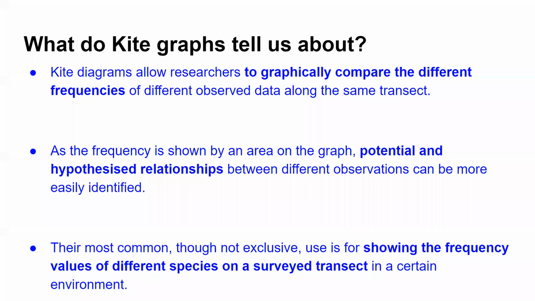Third point, their most common, though not exclusive use is for showing the frequency. Just look at the graph and ask questions around which species frequency is the highest at 5 meters, or between 5 to 10 meters, which species were completely absent. Just to understand that species frequency and take a survey every year, different ecologists use the kite diagram for that purpose. Okay. Do you want me to pause for a moment so that you can take notes on this, or should I move ahead? Please let me know in the chat box.